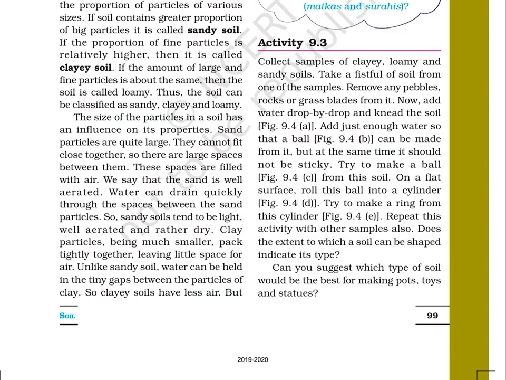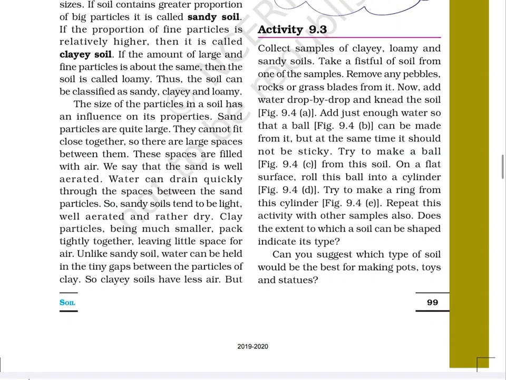But at the same time, it should not be sticky. You can observe this in figure 9.4b. Try to make a ball from this soil. You can observe this in figure 9.4c. On a flat surface, roll this ball into a cylinder. You can observe this in figure 9.4d. Try to make a ring from this cylinder. You can observe this in figure 9.4e.